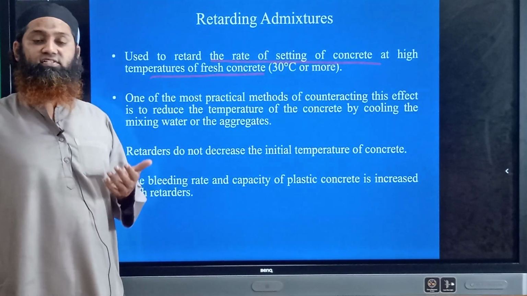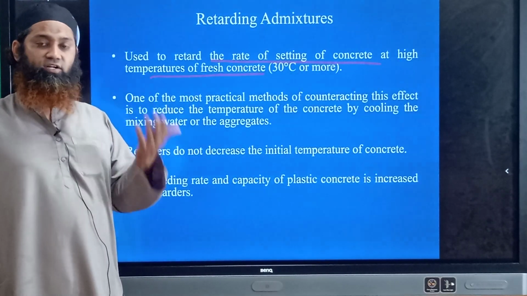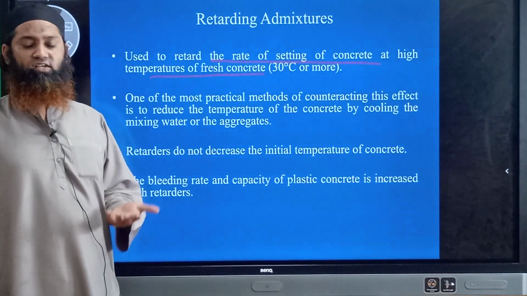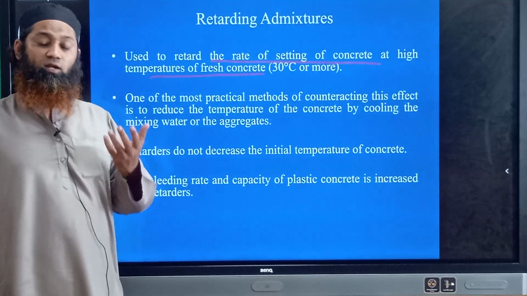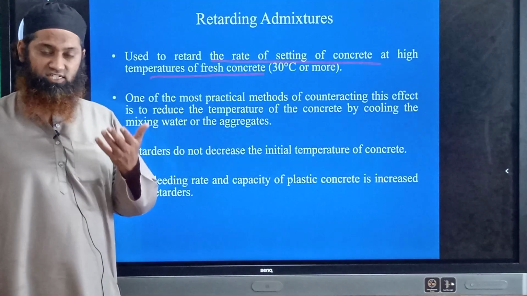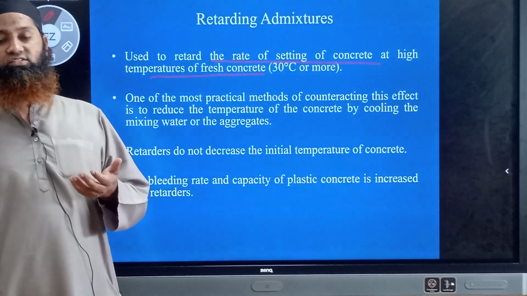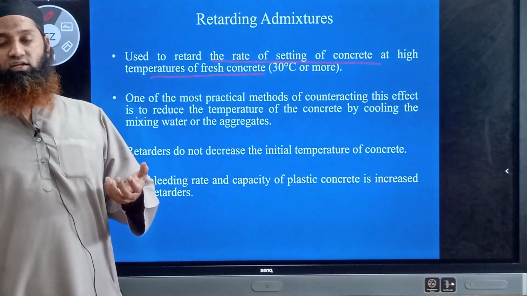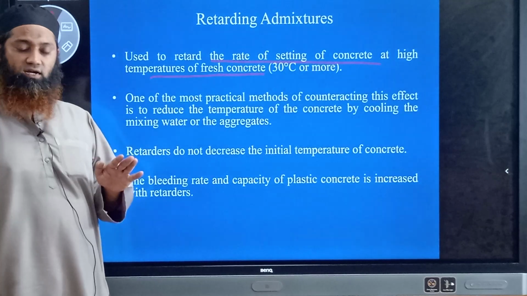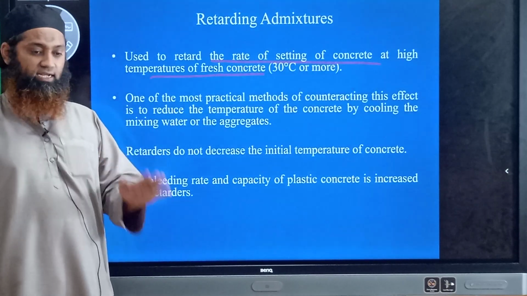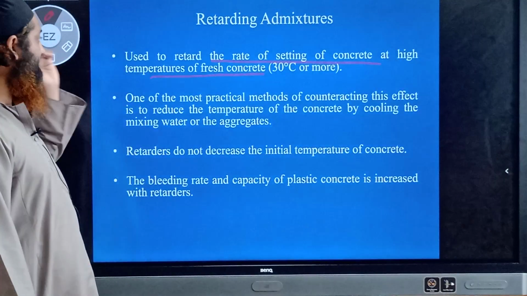If you are working under conditions where the temperature is about 40 to 50 degrees Celsius, you can understand how the water evaporates from the concrete. What happens is, just when the water evaporates, the concrete tries to set in, it tries to get hardened. So we want to reduce this setting time of concrete, thereby we add this retarding admixture.